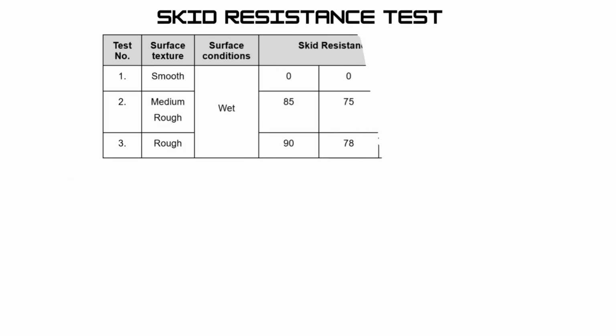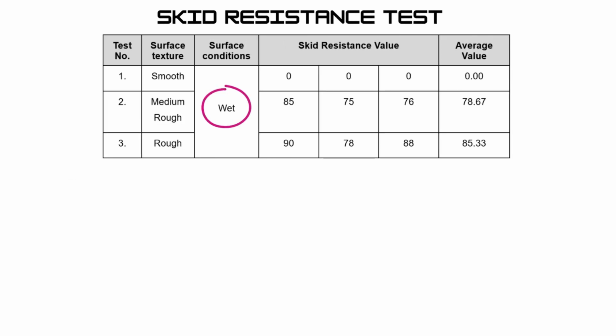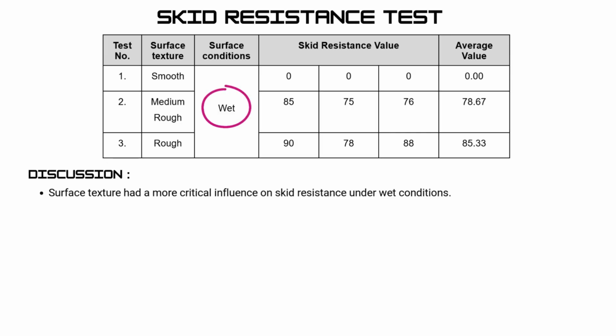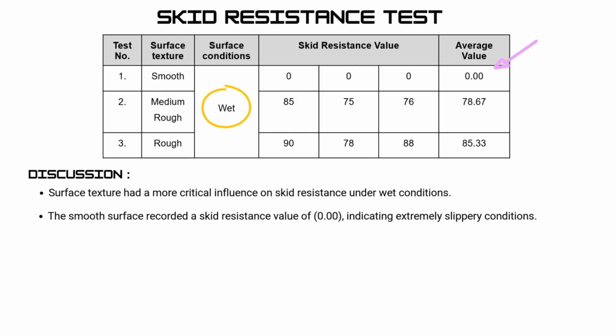Next, we measured skid resistance under wet conditions. Surface texture had a more critical influence on skid resistance under wet conditions. The smooth surface recorded a skid resistance value of 0.00, indicating extremely slippery conditions. This occurs due to the formation of a continuous water film that reduces tire-pavement contact.